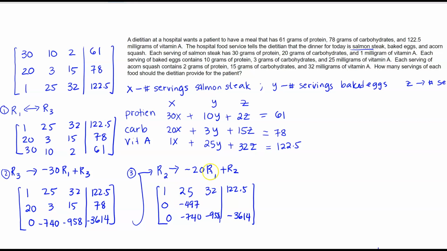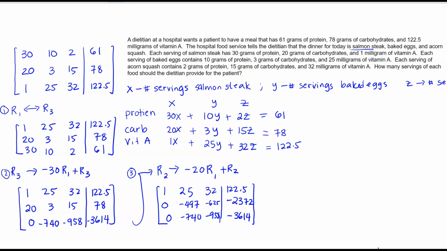You plug into your calculator. Negative 20 times 32 plus 15 is equal to negative 625. And then negative 20 times 122.5 plus 78 is equal to negative 2372.